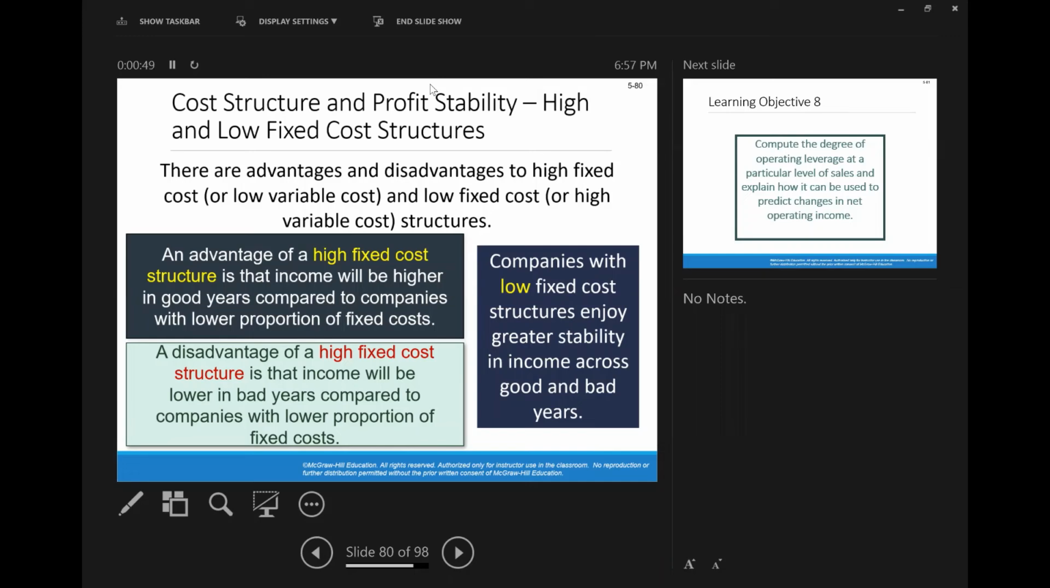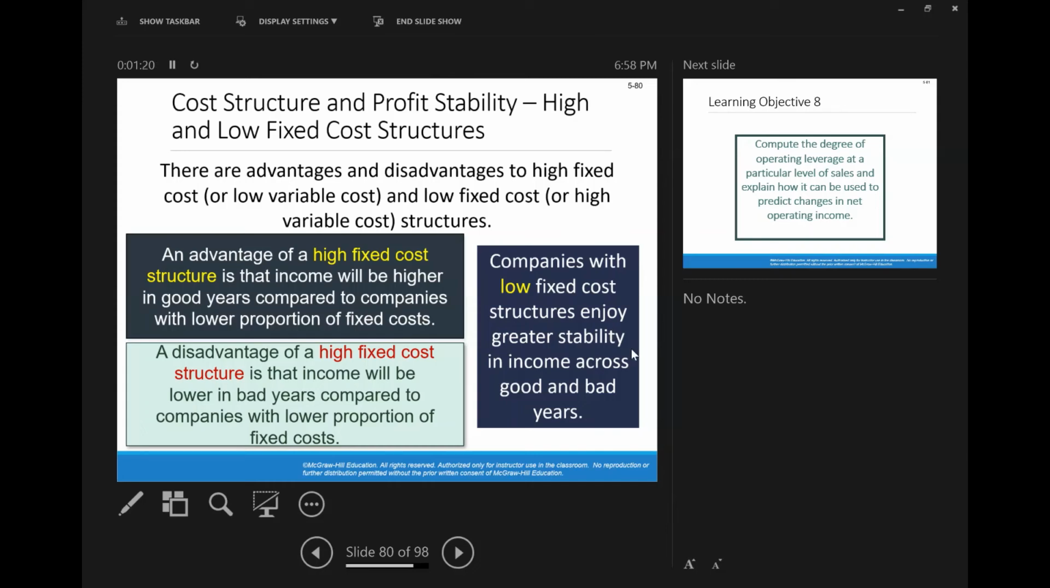Okay, so there's advantages and disadvantages to the high fixed cost or low variable cost, and low fixed cost or high variable cost structure. An advantage of the high fixed cost structure is that the income will be higher in good years compared to companies with lower proportion of fixed costs. A disadvantage of high fixed cost structure is that the income will be lower in bad years compared to companies with lower proportion of fixed costs.